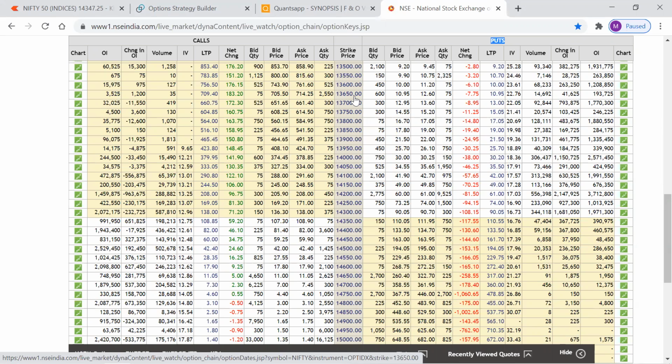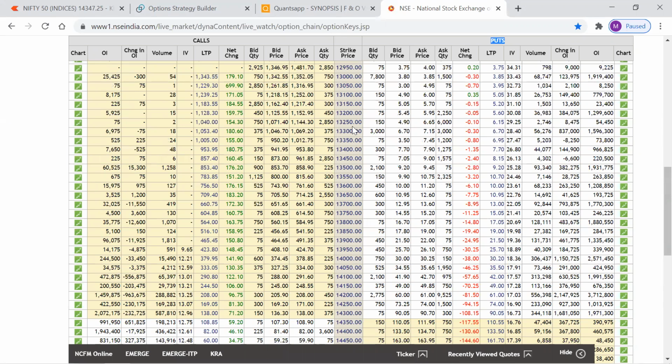I repeat, if you select the 13,200 strike, we are dealing with the long put option strategy. This is the 13,200 put, which is in the white area, so it's an out of the money strike.